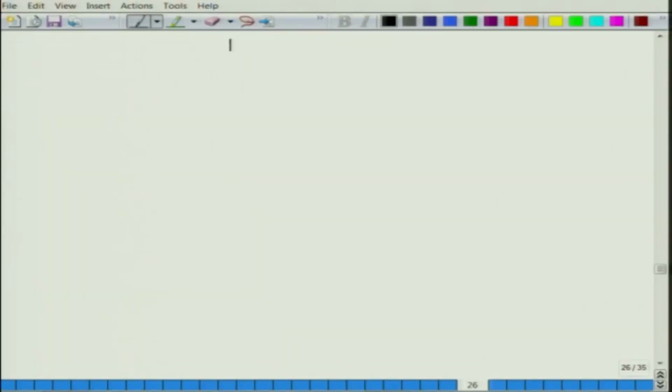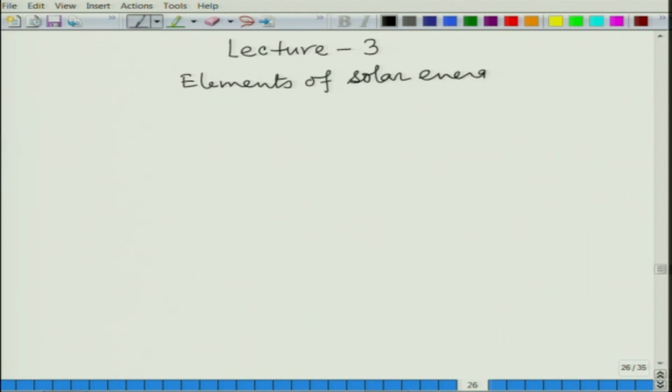Welcome back. This is the third lecture in the lecture series on elements of solar energy conversion. So, we have started in the fashion that we will grow up from the basics, with some recapitulation from what you have learned from your school days.